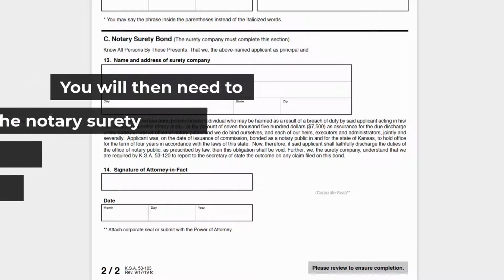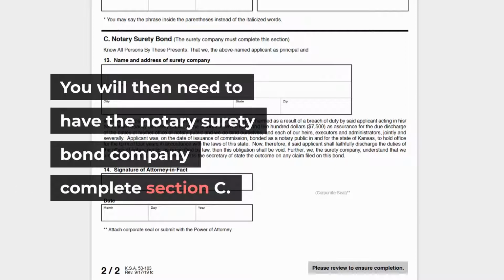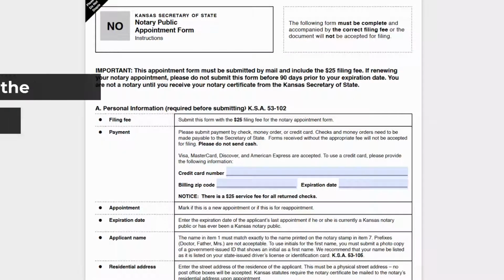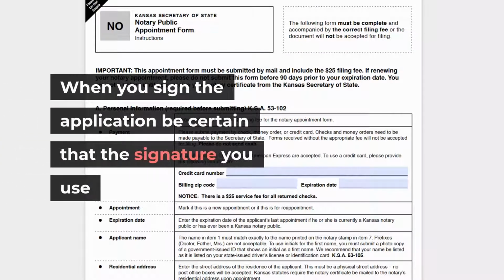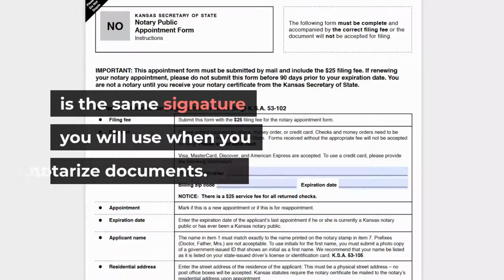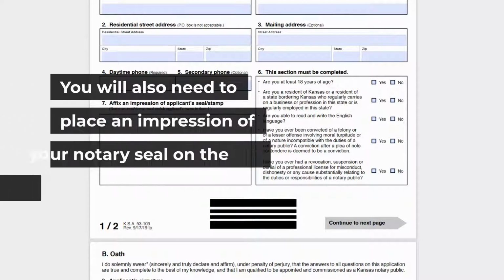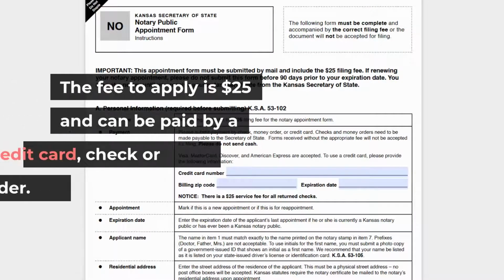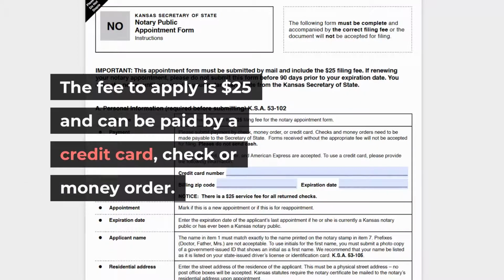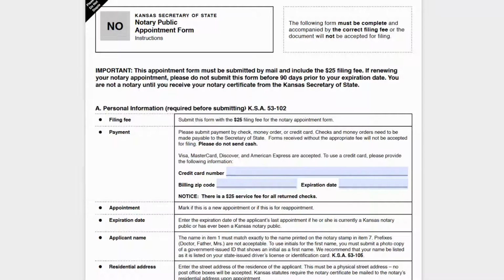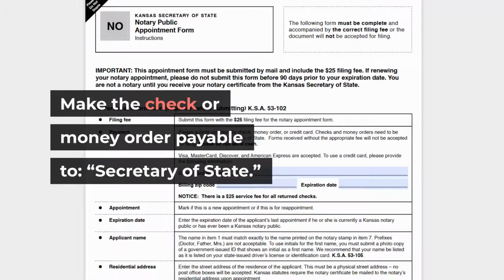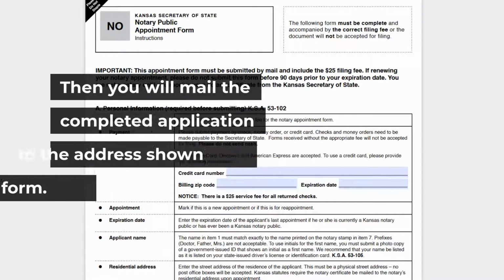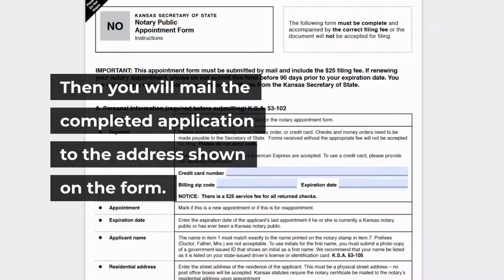You will then need to have the notary surety bond company complete Section C. When you sign the application, be certain that the signature you use is the same signature you will use when you notarize documents. You will also need to place an impression of your notary seal on the form. The fee to apply is $25 and can be paid by a credit card, check or money order. Make the check or money order payable to Secretary of State. Then you will mail the completed application to the address shown on the form.